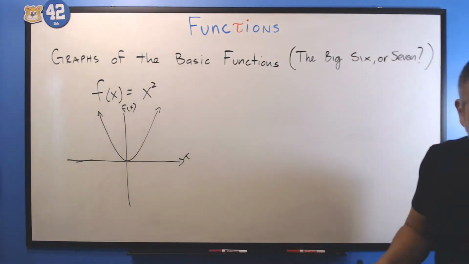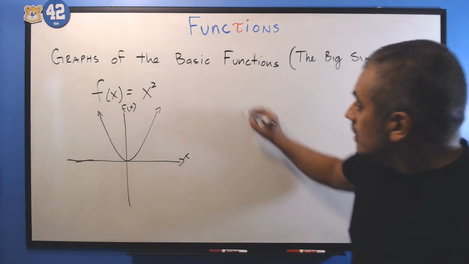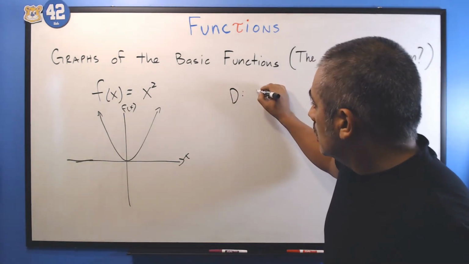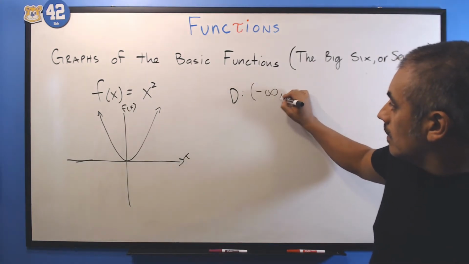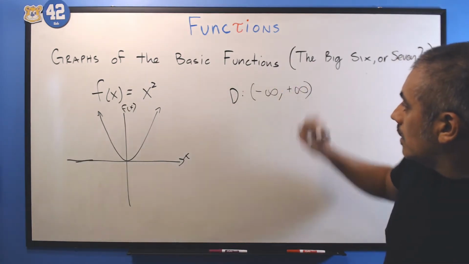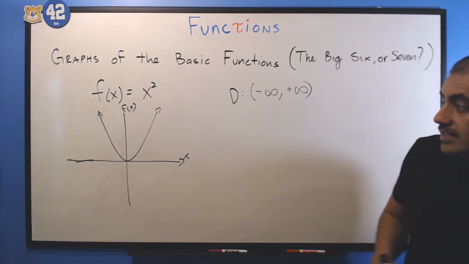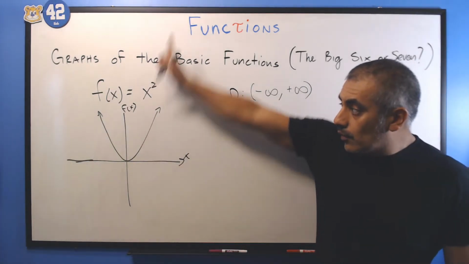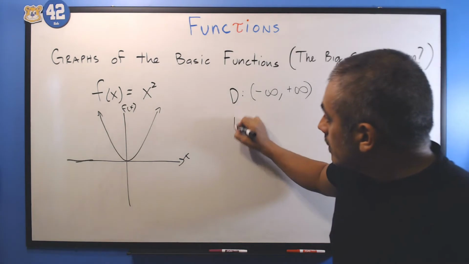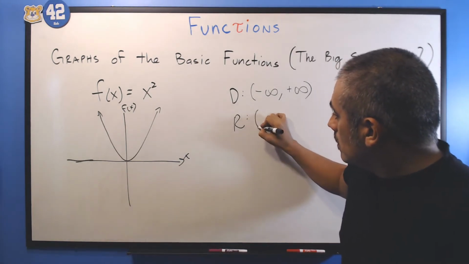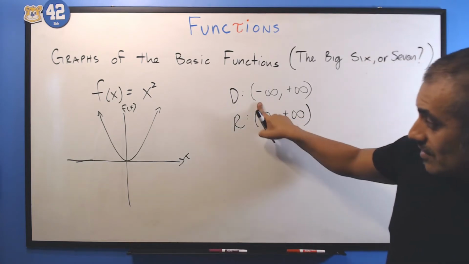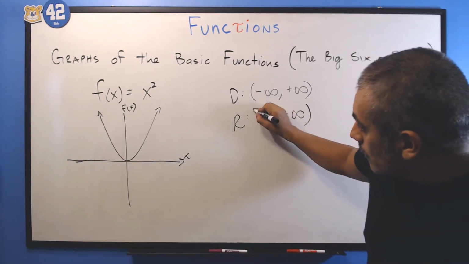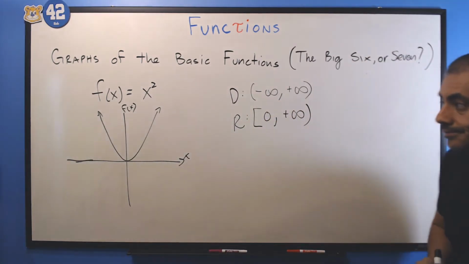And from the graph, we can see that the domain of this function goes from negative infinity all the way to positive infinity. And the range of the function in this case starts at 0 and goes all the way to positive infinity. And this actually should be a bracket because we do start at 0.